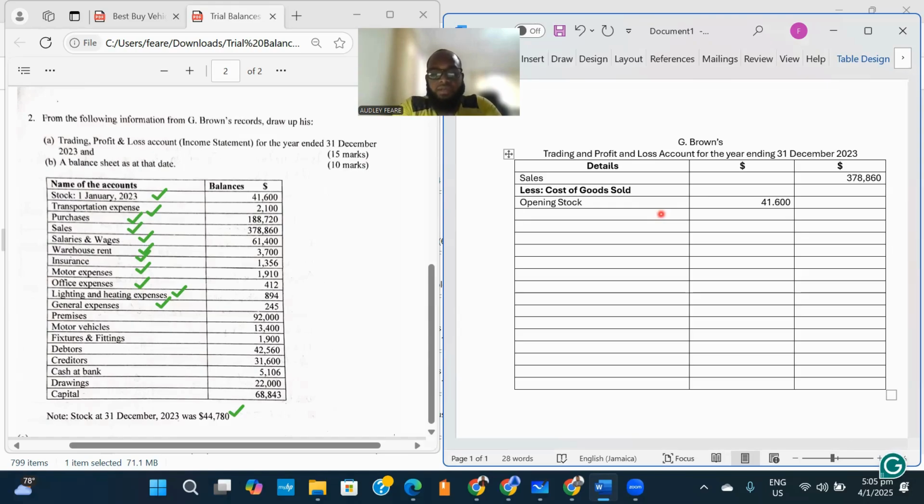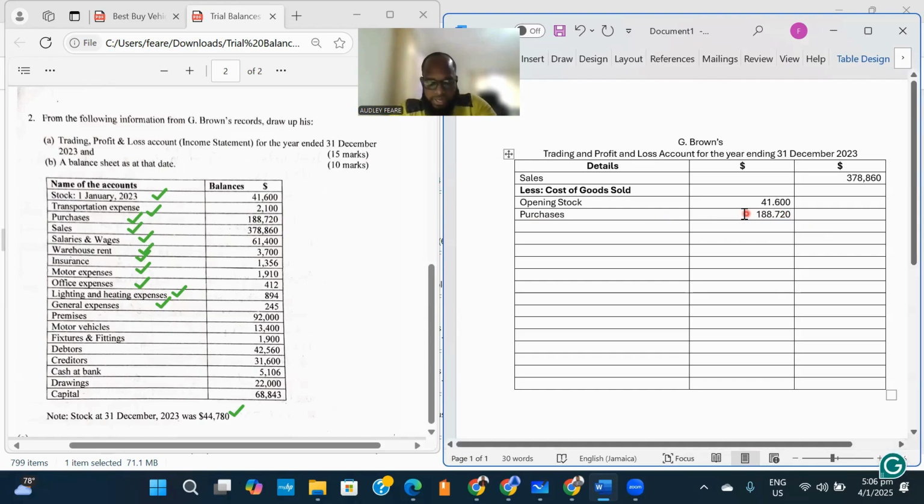Of course we did, because whatever was left from last year, which is our opening stock, could not suffice to run the entire period. So we had to purchase more stock. So therefore the purchases figure was 188,720. All right. And then we're going to subtract our closing stock.